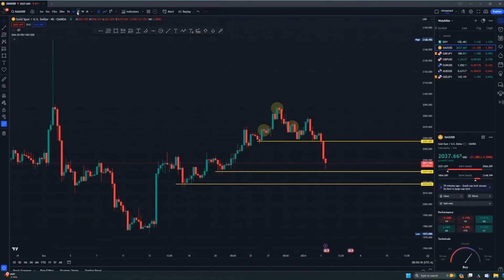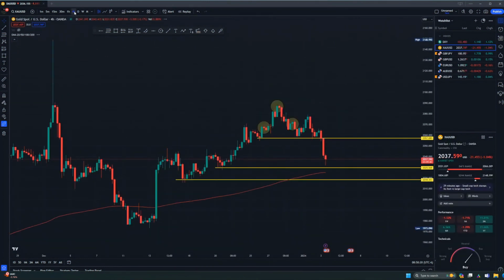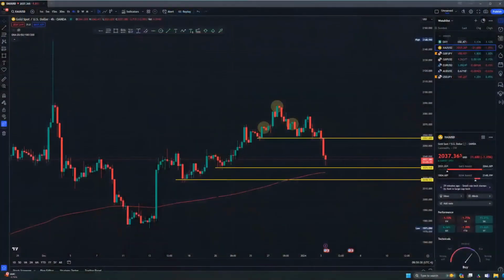Gold did a thing. Remember when I said it looked like a head and shoulders? If you did not see my previous video, you're missing out. Go back and watch my previous video. Okay, off my soapbox. Gold had a head and shoulders because I was looking at it and I was like, this is a head and shoulders because of this, this, and this. But we were waiting for this area to do what it was going to do.